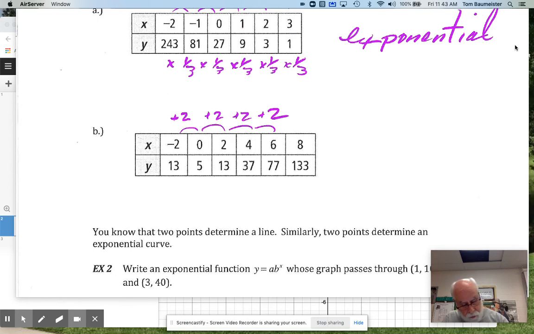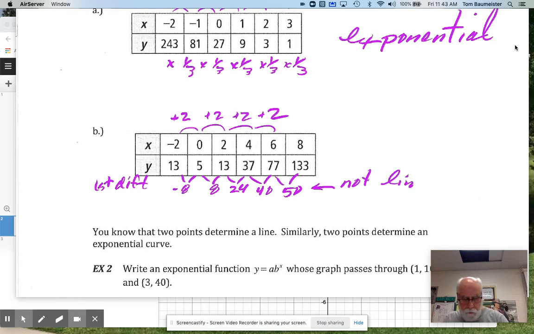So what you have to do then is remember in chapter 4, we took the differences. And on the first difference, you'll get 5 minus 13 is -8. 13 minus 5 is 8. 37 minus 13, etc. That's 24. 77 minus 37 is 40. And then we have 56. So since those aren't the same, we know it's not linear. I think in chapter 4, we ended up going to the third differences. So let's try the second differences.